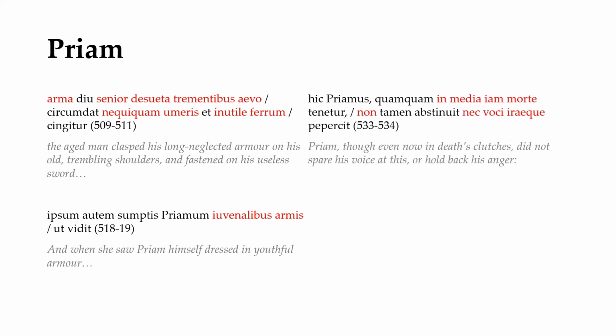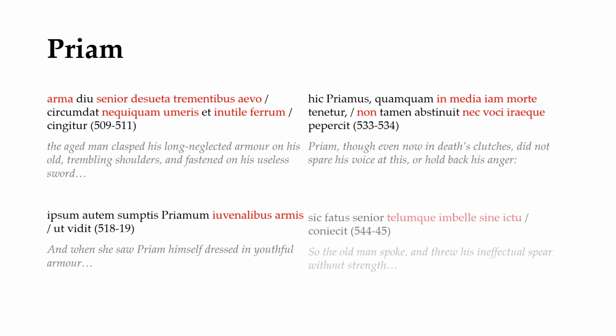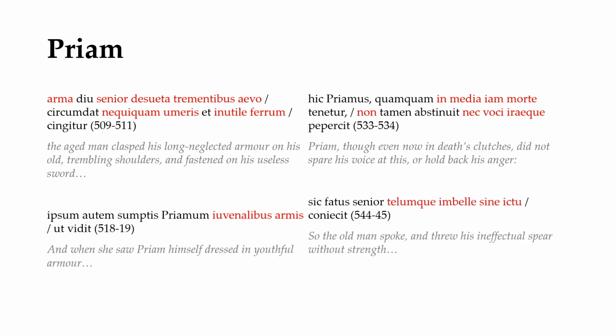Similarly, the description of the youthful armour draws attention to his advanced age. Despite this, we are reminded of Priam's bravery in the face of danger, as the double negative of non-nec draws attention to his defiant actions against Pyrrhus, with the hendiadys of voci iraeque really hammering home his lack of fear. Sadly, a reminder of the ineffectual spear thrown sine ictu reminds us of the futility of the aged king's actions.